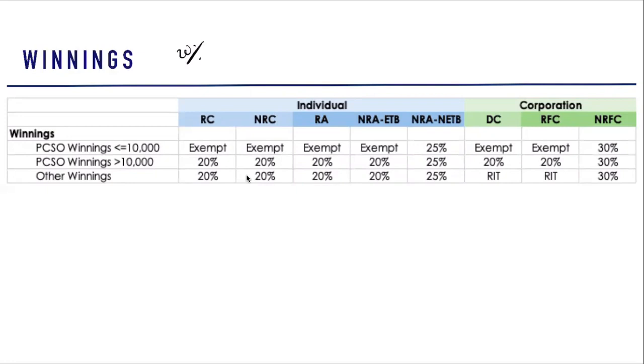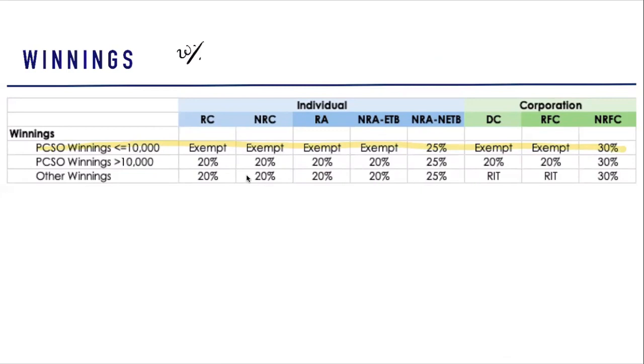So other winnings are subject to 20%, and for PCSO winnings, we look whether it is less than or equal to 10,000 or more than 10,000. So if that is less than or equal to 10,000, we have here your rates. Exempt for resident citizen, non-resident citizen exempt, resident alien exempt, NRA-ETB exempt, NRA not ETB same rate, 25%. Domestic corporation, resident foreign corporation exempt, non-resident foreign corporation, 30%.